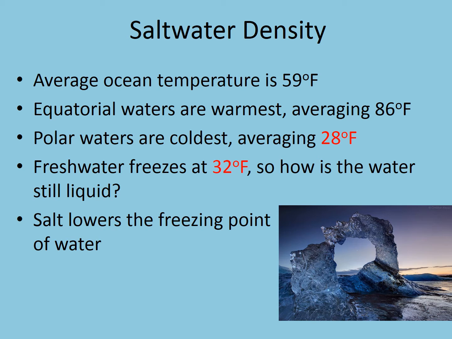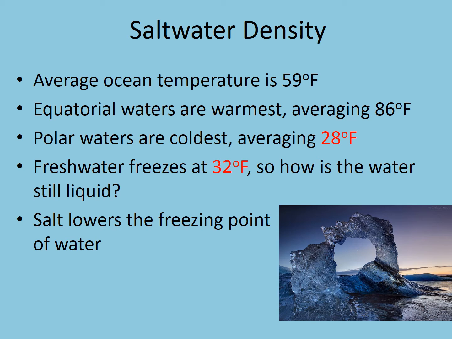Now, this should be weird to you. The average temperature of polar waters is 28 degrees Fahrenheit, but fresh water freezes at 32 degrees. So if this was fresh water, it would be solid ice. But in addition to salt making water denser, it also lowers its freezing point. So when there's salt in the water, it doesn't freeze at 32 degrees Fahrenheit anymore. It freezes at a lower temperature.